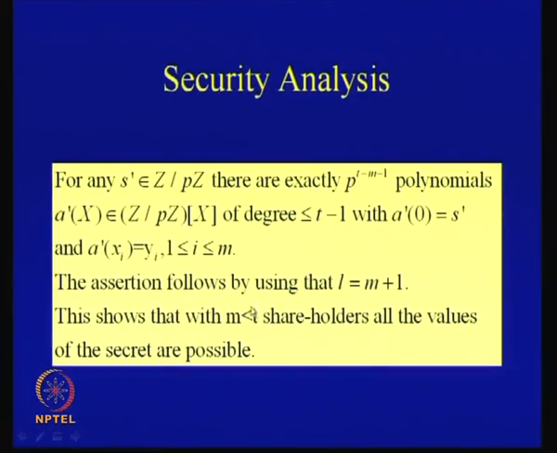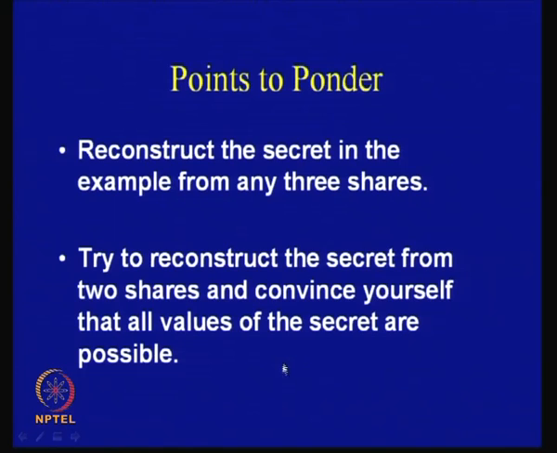So, the assertion shows that with m less than t, obviously if the sharing is even smaller, then the information leakage is even less, and therefore this shows that with fewer than t shareholders, all the values of the secret are possible, right. So, you can consider some points to think on. For example, you can reconstruct the secret in the example from any of the 3 shares. I have just considered the first 3 shares, but you can choose any of 5 choose 3 shares. Another thing you can try is to reconstruct the secret from 2 shares and convince yourself that all values of the secret are indeed possible. Okay.